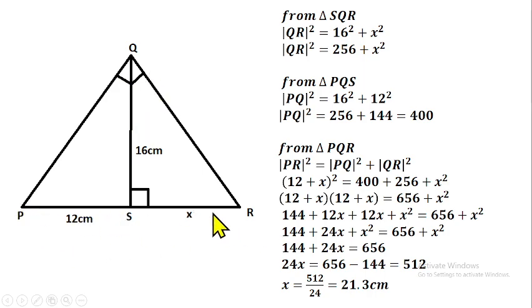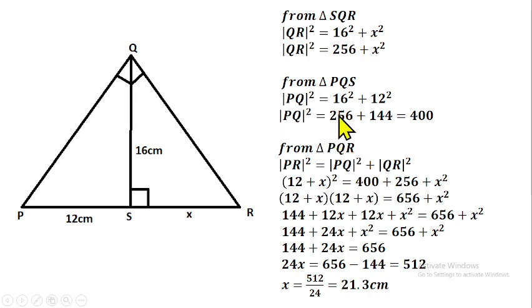So we have PR squared equals the square of this side plus the square of this side, so PQ squared plus QR squared. Do we understand that? So using this big triangle, the hypotenuse equals this plus this. So PR squared equals PQ squared plus QR squared. What is side PR? Side PR is from here to here, which is 12, plus from here to here, which is x. So we have (12 + x) squared. Do we understand that? Then equals PQ squared.